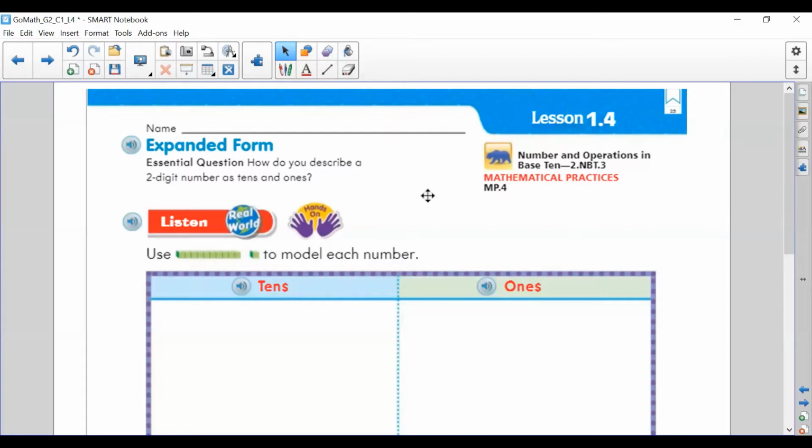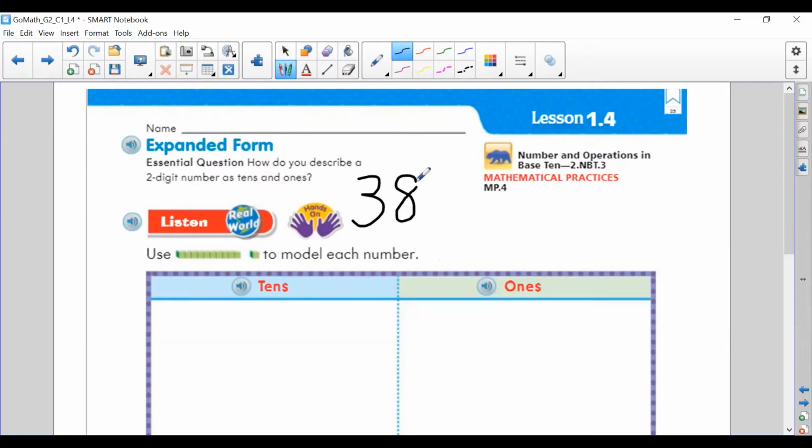Okay, if you do not have base 10 blocks at home to model the number, like it says here, use the base 10 blocks to model each number, well, you can go ahead and draw quick pictures. But for now, let's go ahead and watch how we would model the number 38 with our base 10 blocks. Let's see, so I'm going to write number 38 up here, and you could write it on your paper as well, so that you know what number we are going to model here with the tens and here with the ones.